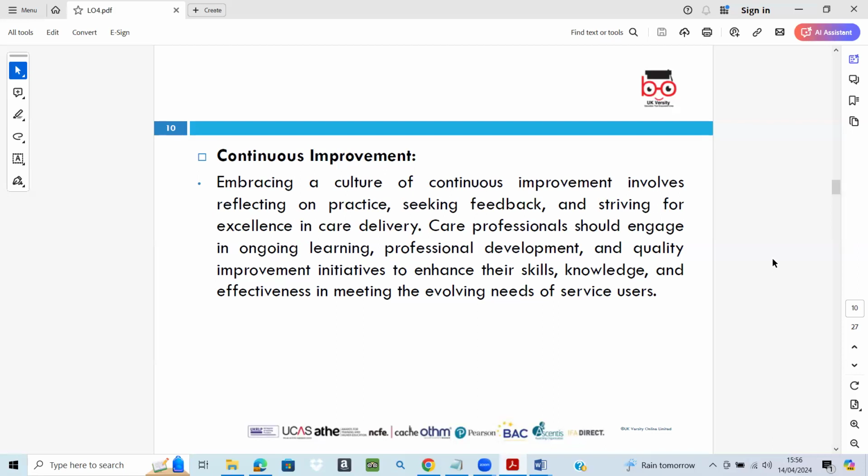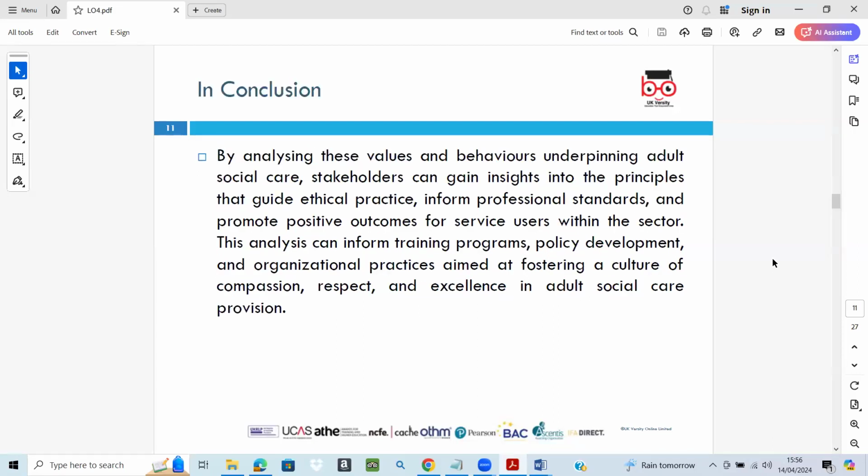Now we have the conclusion. In the conclusion, by analyzing the values and behavior underpinning adult social care, stakeholders can gain insight into the principles that guide ethical practice, inform professional standards, and promote positive outcomes for service users within the sector. Right. So we have discussed all those things.